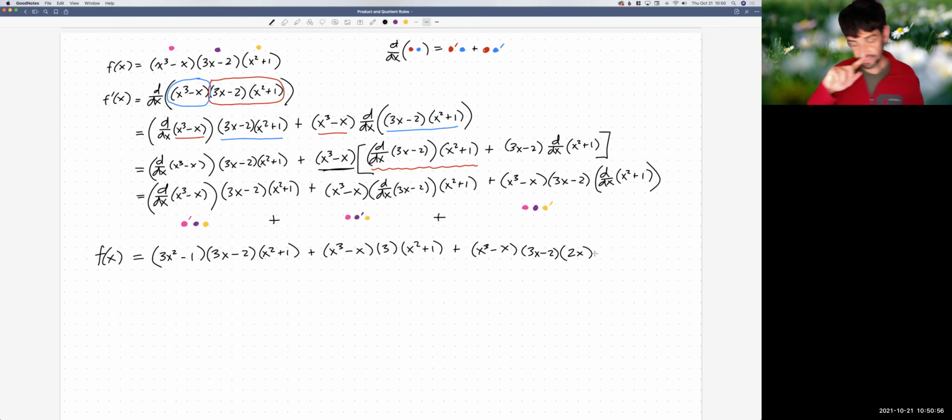Obviously, we could expand this if we needed to. It just depends on what we're doing next, what we might want to do with this thing. There's various ways we could approach how to deal with this thing, but I'm just going to leave it as is for now. This is a perfectly reasonable way to write it down.